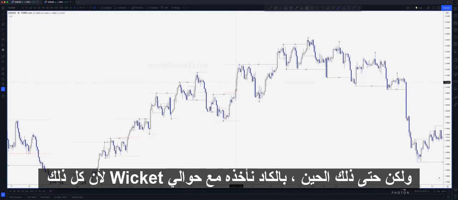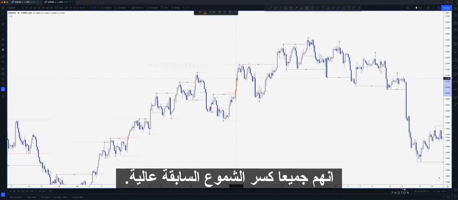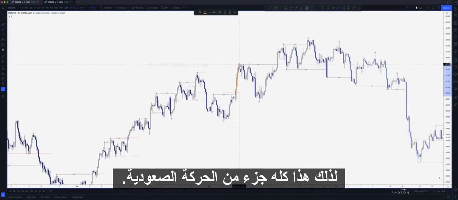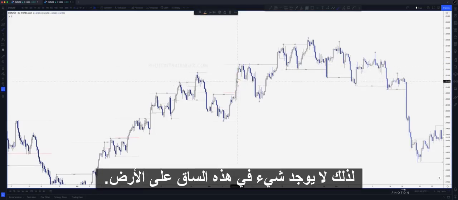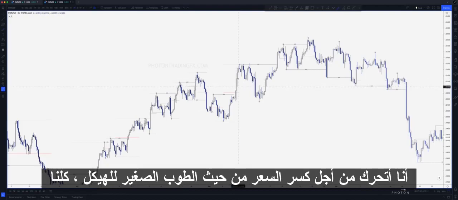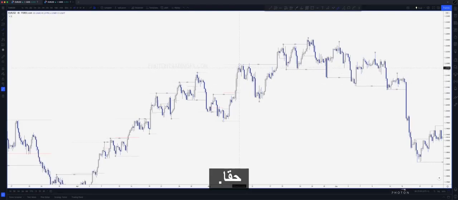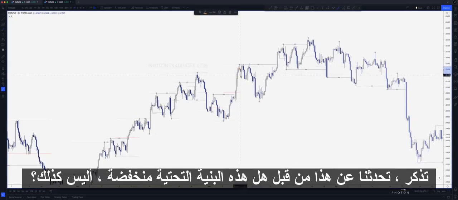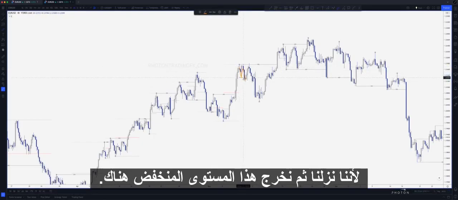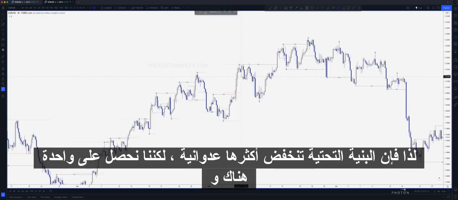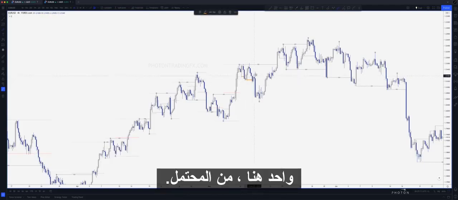We just about wick it, because all of these candles here, they all break the prior candle's high, so that's all part of the up move. So there's nothing in this leg, on the 4-hour leg, for price to break in terms of minor breaks of structure. All we really get, remember we spoke about this before, is this substructure low, because we come down and then we take out that low there. So substructure low is the most aggressive, but we get one there and then we get another one here.